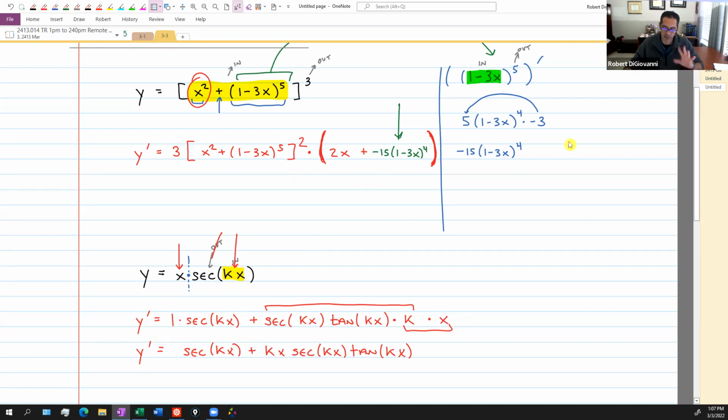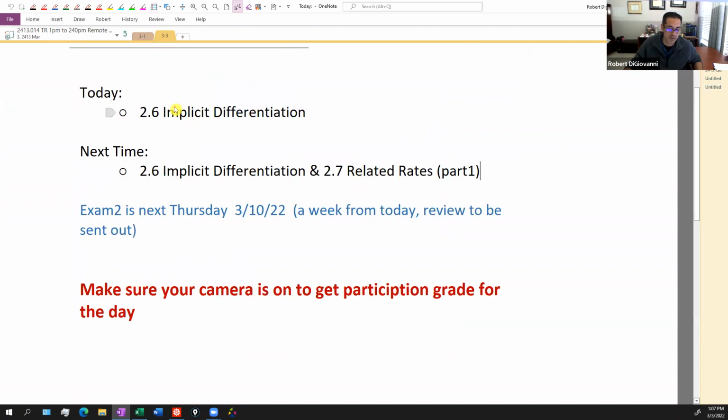Okay, you might have some more questions. Let me talk about what we're doing today. So today we're going to try and cover implicit differentiation. We probably won't finish it. I don't know, maybe we'll see.